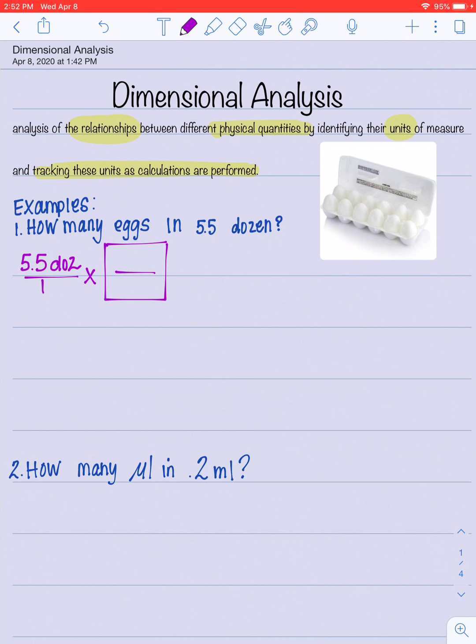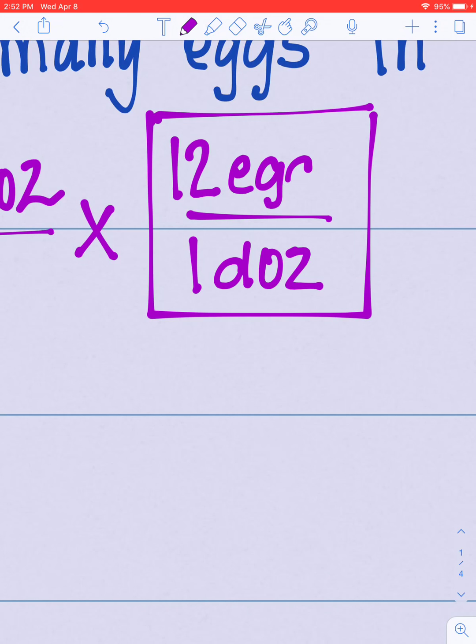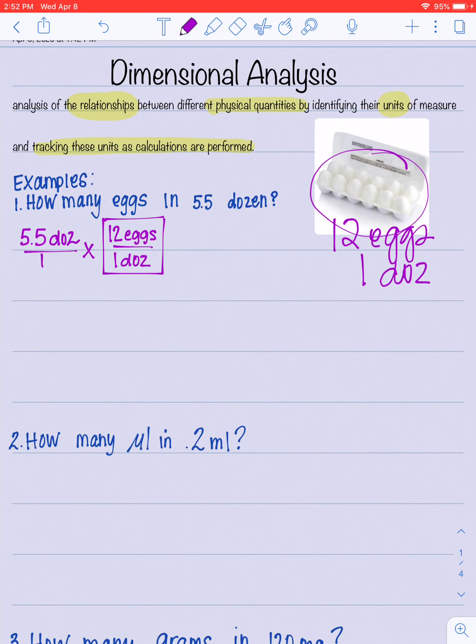Well, of course, you will all easily know that there are 12 eggs in 1 dozen, right? Even a kindergartner knows this. So this conversion factor is very simple. So we're going to go ahead and set that up. 1 dozen is related to 12 eggs. That's the relationship. Now you're probably wondering, how did I know to put the dozen on the bottom and the eggs on the top? Because this is really important in dimensional analysis.